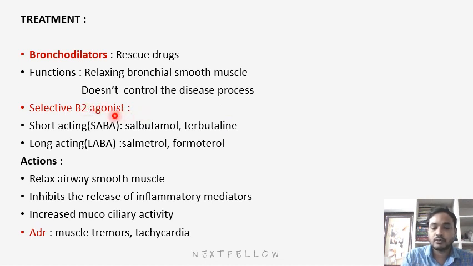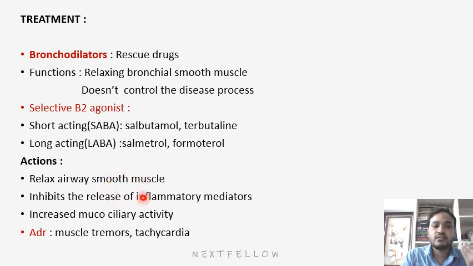In selective beta 2 agonists, we have two types: short acting and long acting. Short acting includes salbutamol and terbutaline. Long acting includes salmeterol and formoterol. They relax smooth muscle, thereby bronchodilation happens, and they inhibit the release of inflammatory mediators, so hyperresponsiveness and the inflammatory mediator trigger point also get controlled. They also increase mucociliary activity, so accumulated mucus in the bronchioles gets cleared out of the body. So the patient gets relief. These are the three major actions.